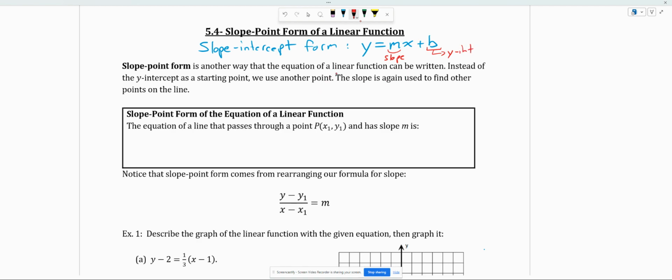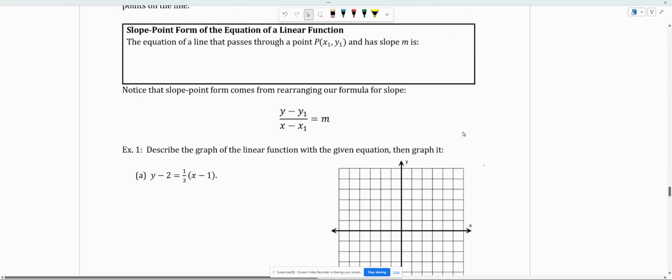And we're able to graph lines really quickly. There's another form that is useful in certain situations called slope point form. This is another way that an equation of a linear function can be written. Now, instead of a y-intercept as a starting point, we just use another point. That's the only difference. The slope again is used to find the other points of the line. So we're still using m the same way we did, the rise over run.